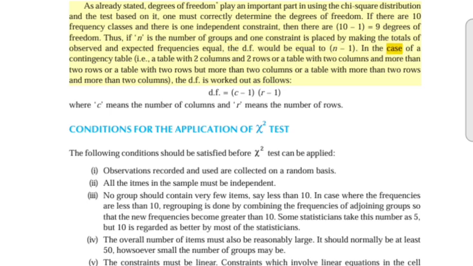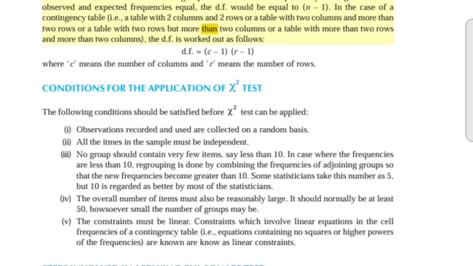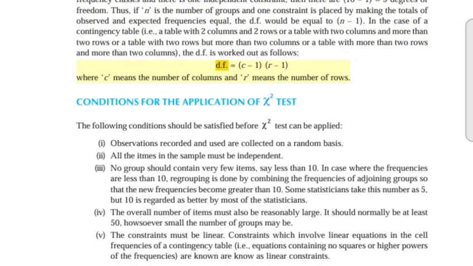In the case of a contingency table, i.e., a table with 2 columns and 2 rows, or a table with 2 columns and more than 2 rows, or a table with 2 rows but more than 2 columns, or a table with more than 2 rows and more than 2 columns, the d.f. is worked out as follows: d.f. = (c - 1)(r - 1), where c means the number of columns and r means the number of rows.